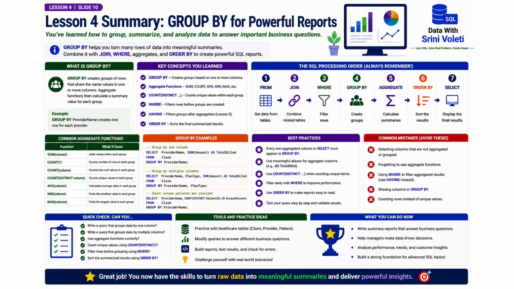Next, let's review the key concepts. We learned that GROUP BY works together with aggregate functions like COUNT, SUM, AVERAGE, MIN, and MAX. We also learned that WHERE filters rows before the groups are created. ORDER BY sorts the summarized results. And in our next lesson, we'll introduce HAVING, which filters groups after they have been summarized. You are already building the complete SQL toolkit.